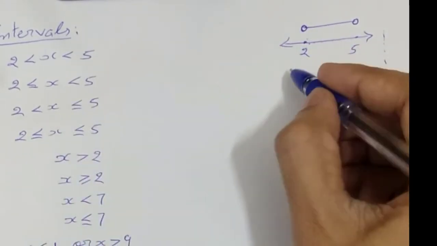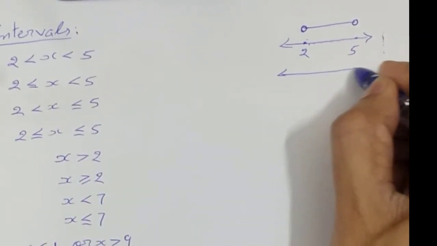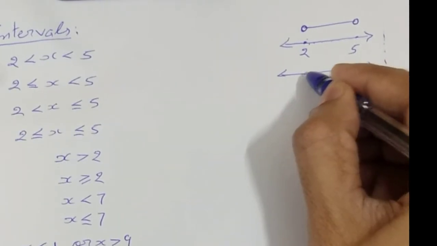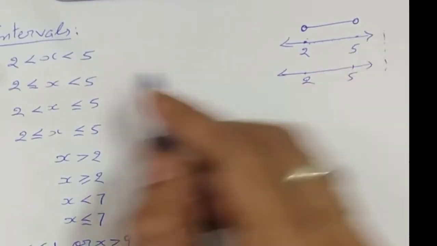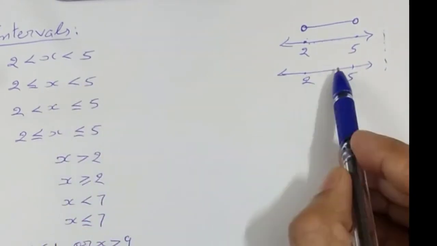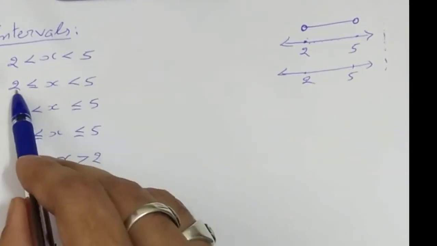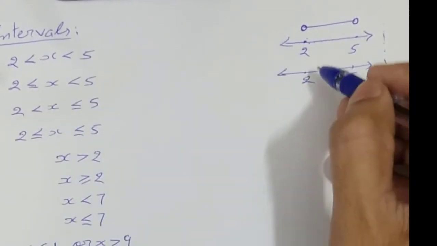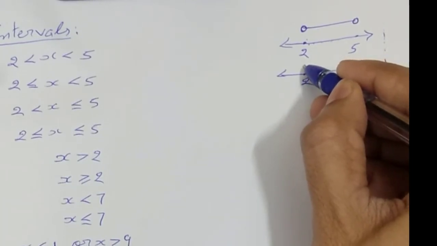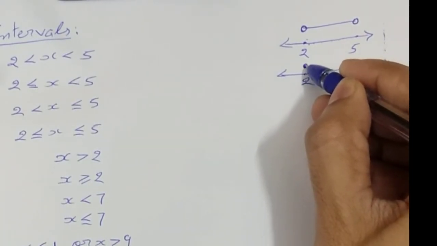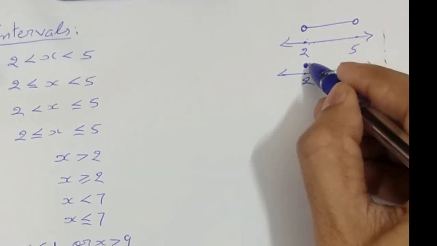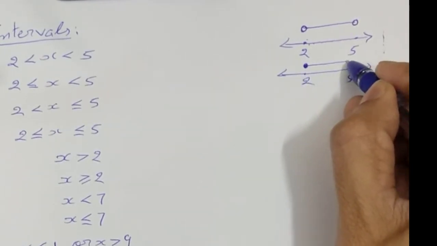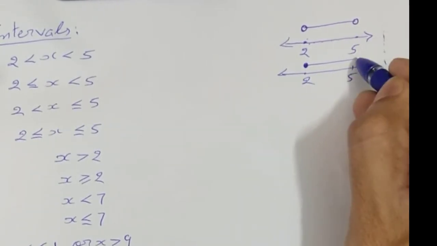For this part, if I draw the diagram, so this is, say, 2, 5. So all the numbers lying between 2 and 5 are the same, but additionally 2 is also included in this. Then how do we represent this? 2 is included, so we put a dark circle, I would say, and all the numbers from 2 to 5, and 5 is not to be considered, so a hollow circle for this.